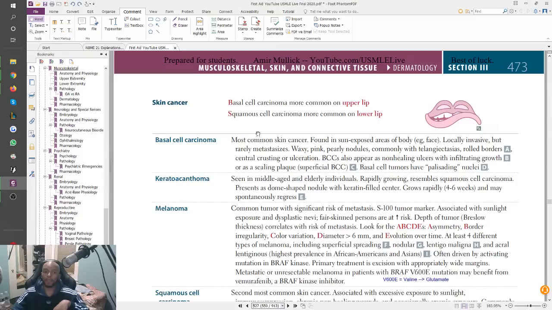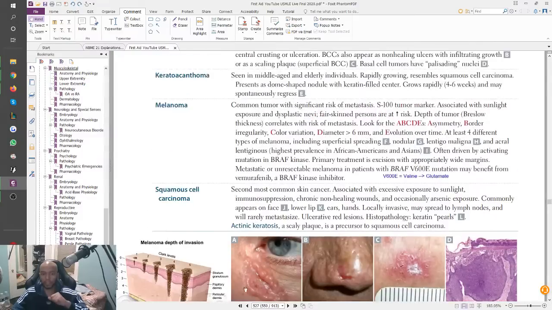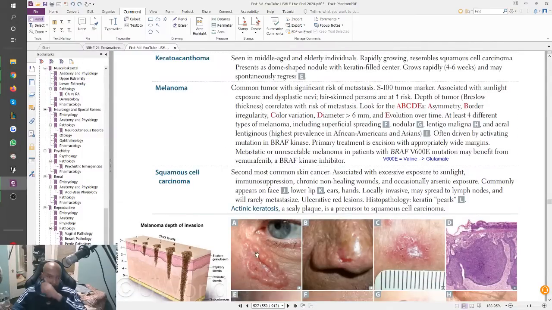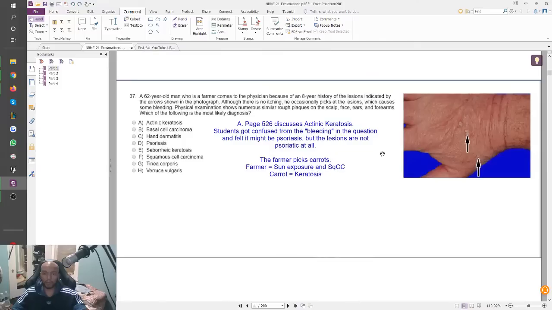Okay, so basal cell carcinoma is the most common skin cancer and is found in sun-exposed areas of the body, locally invasive but rarely metastasizes. You're going to have waxy, pearly nodules like this above the lips. You see how it's below his eyes? So very important to remember that. Good stuff. Nothing crazy here.